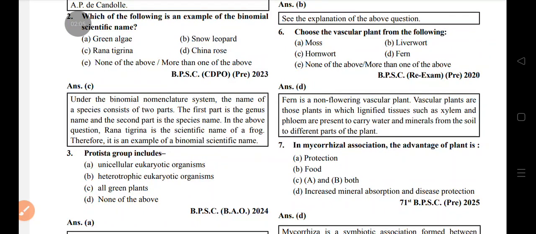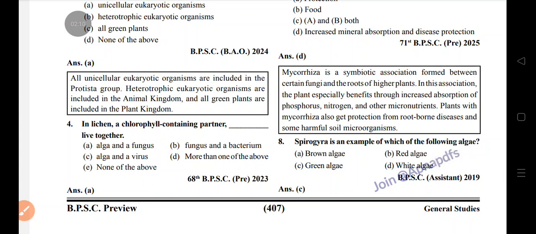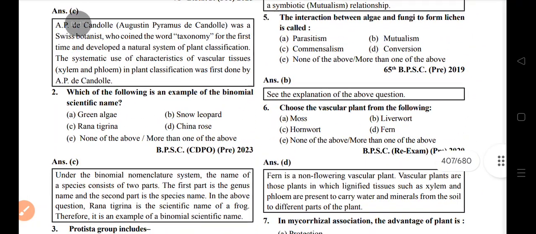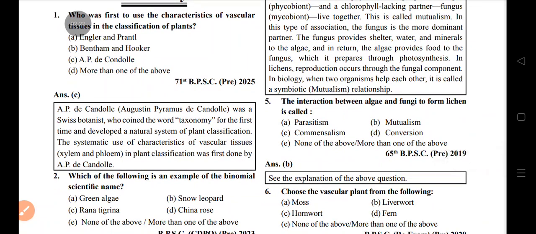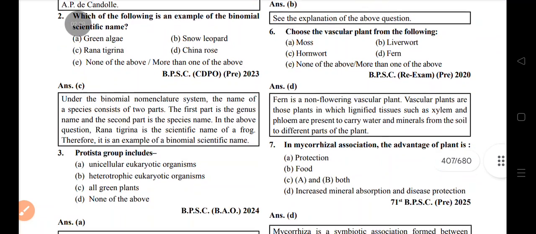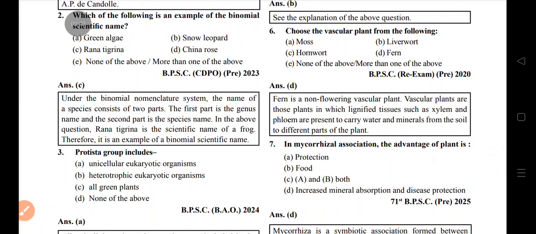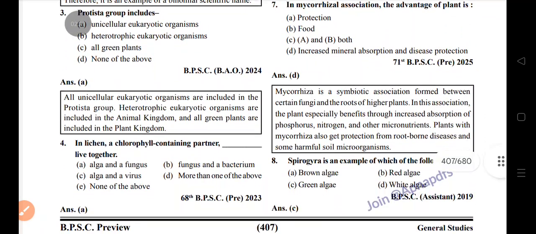The Protista group includes unicellular eukaryotic organisms. In lichen, the chlorophyll-containing partner alga and fungus live together. The interaction between algae and fungi to form lichen is called mutualism. Choose the vascular plant from the following: Fern. In mycorrhizal association, the advantage to the plant is protection and food, increased mineral absorption and disease protection.